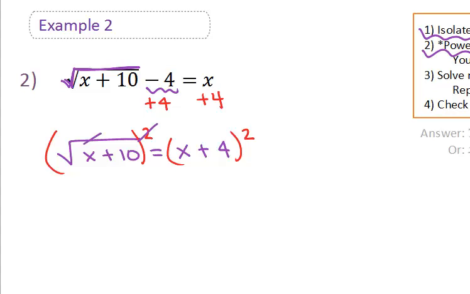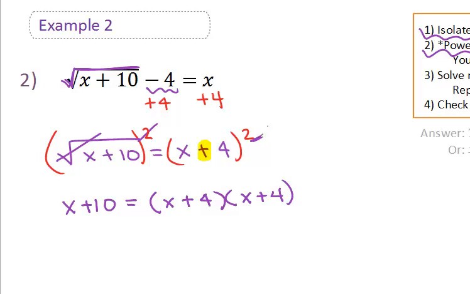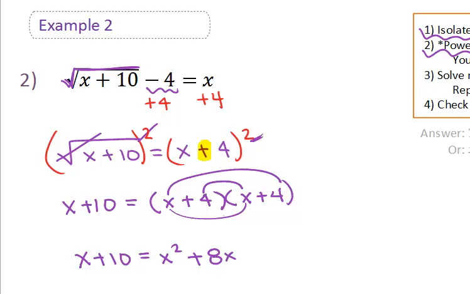On the left, the square and the square root cancel out, leaving me with x plus 10. On the right, since I have a quantity squared, and there is an addition or a subtraction involved, that means we must FOIL x plus 4 times x plus 4. We do what the square tells it to do. We write the base times itself 2 times. So that gives us x plus 10 is equal to, first, x times x, which is x squared. Outside gives us a 4x. Inside gives us a 4x. So together, that gives us an 8x. And last, 4 times 4 gives me 16.